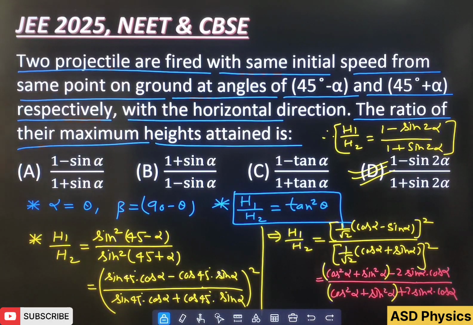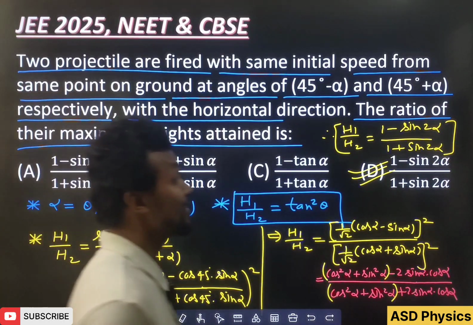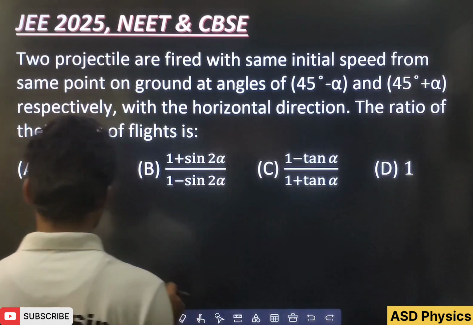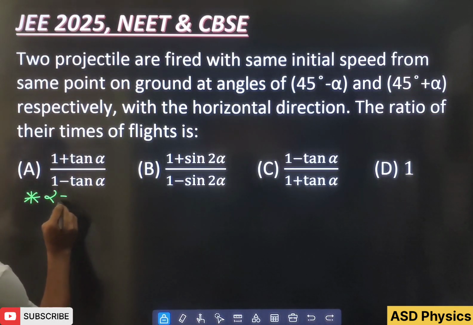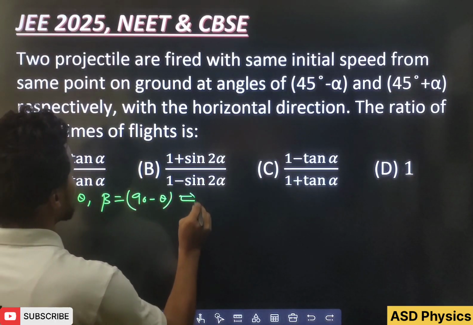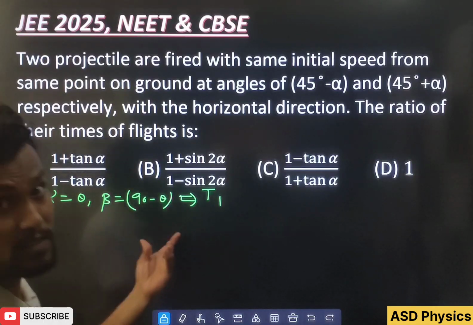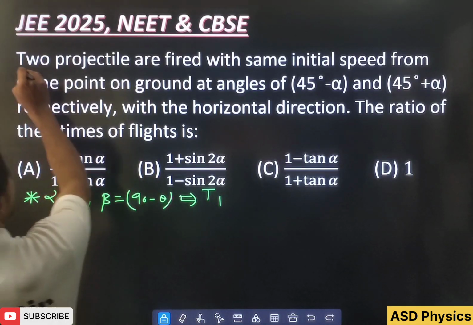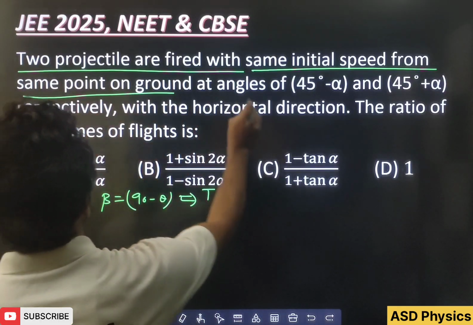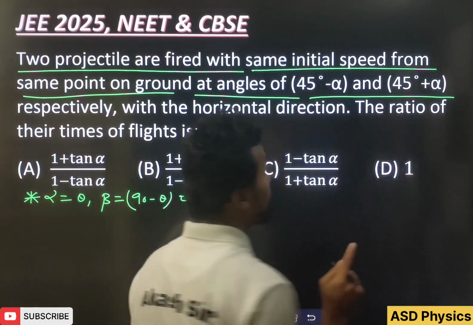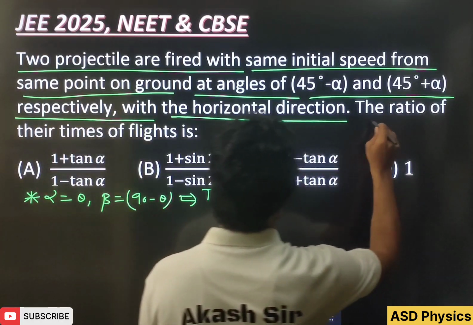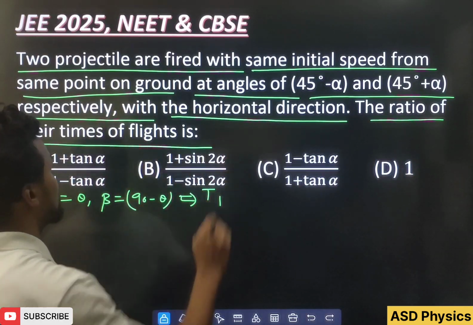Remember that. In the next question you will see, they are asking the time of flights. Here again I will tell you one thing. When alpha was theta and beta was 90 minus theta, that time what I taught you in the question was the ratio of time of flight. Here please see. Two projectiles are fired with same initial speed from same point on ground at angles 45 minus alpha and 45 plus alpha respectively with the horizontal direction. The ratio of their time of flights is asked.